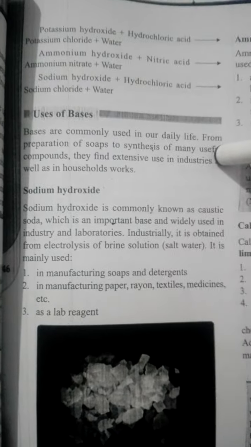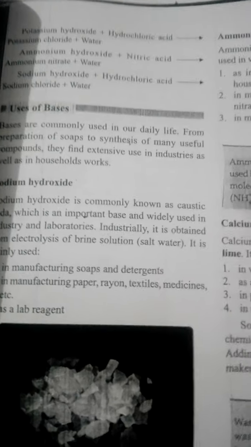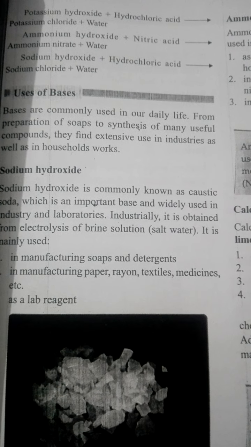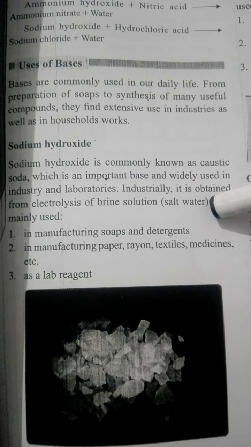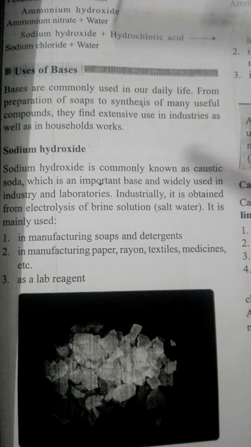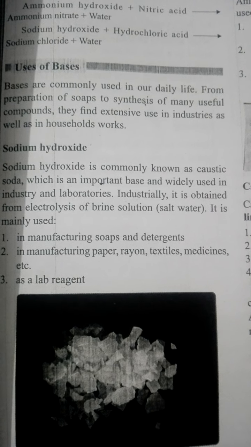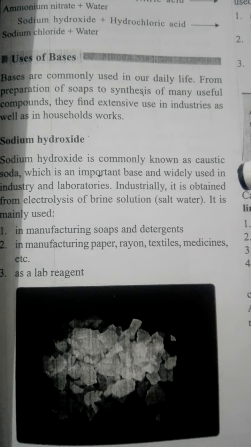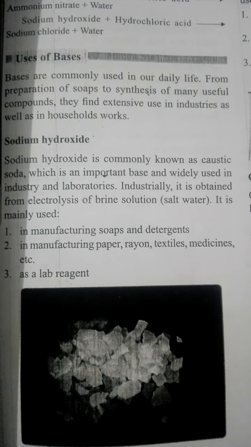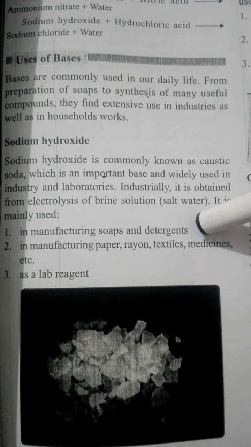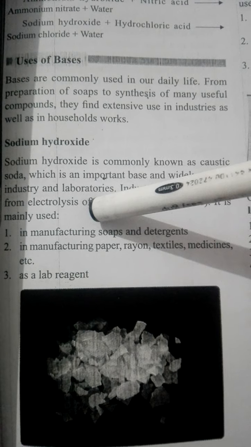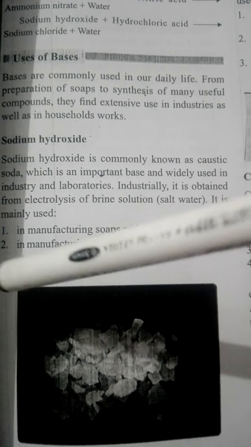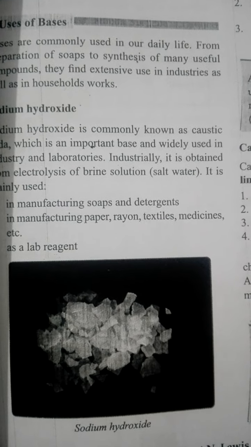Next, we have uses of bases. We also use bases in our daily life, like in soaps and many other useful compounds, and in industries also. Sodium hydroxide is commonly known as caustic soda, which is an important base widely used in industry and laboratories. Industrially, it is obtained from electrolysis of brine solution. Brine solution is salt water. It is mainly used in manufacturing soaps and detergents, paper, rayon, textiles, medicines, etc., or as a lab reagent.